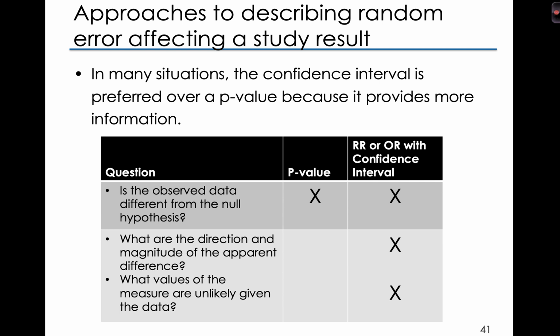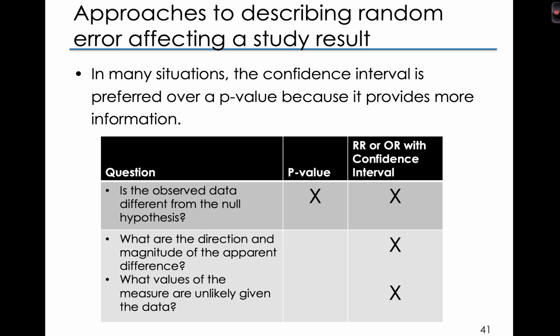In many situations, the confidence interval is preferred over a p-value because it provides more information. Epidemiologists strongly prefer to see a measure represented with a confidence interval rather than a p-value. So what questions could we ask with either one of those things? Is the observed data different from the null hypothesis? A p-value will tell you that. A risk ratio or an odds ratio with a confidence interval will also tell you that.